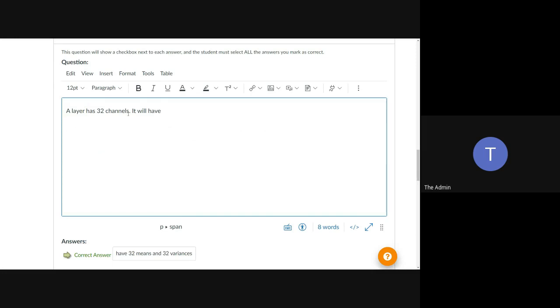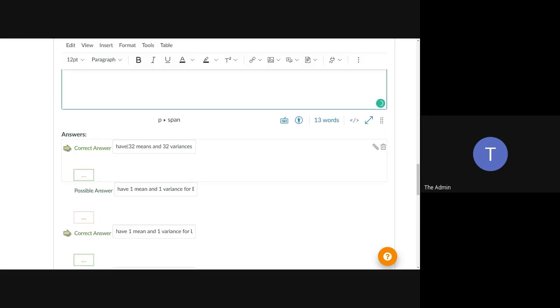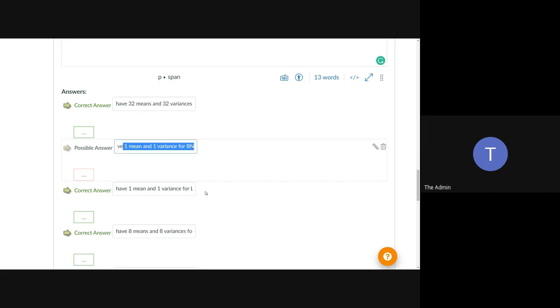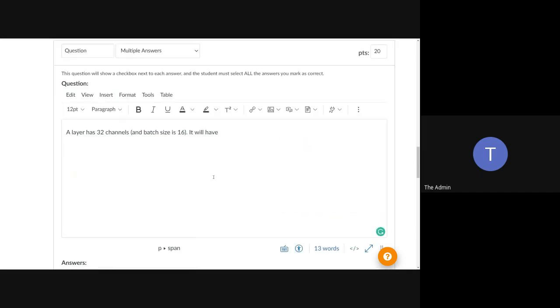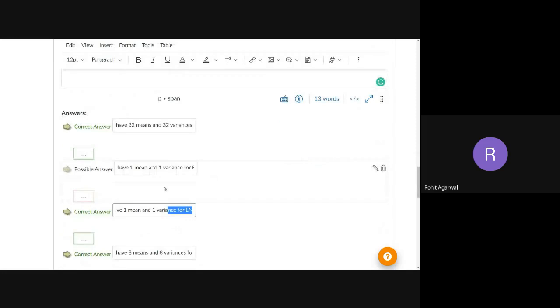A layer has 32 channels, and batch size is, let's say, 16. Now we'll have 32 means and 32 variances for batch normalization, correct? Not one mean and one variance for batch normalization. Not true. One mean and one variance for layer normalization. Now how many means and variances? 16, because every image will have one. Correct. We should have 16 of them.